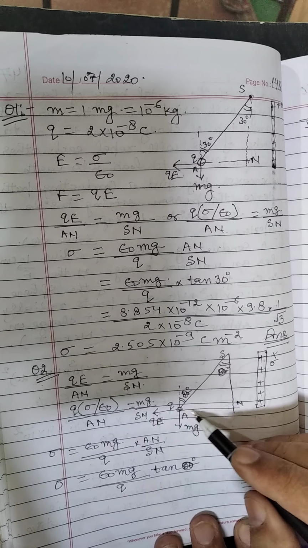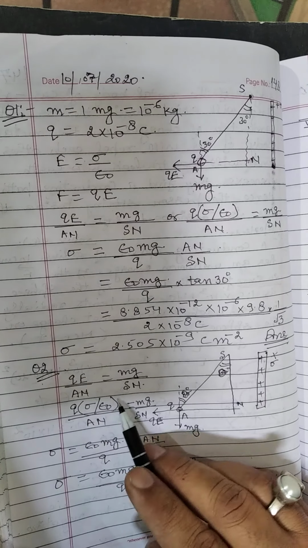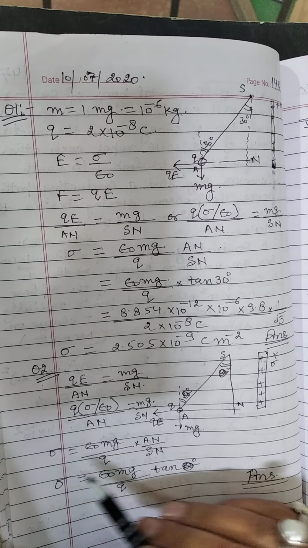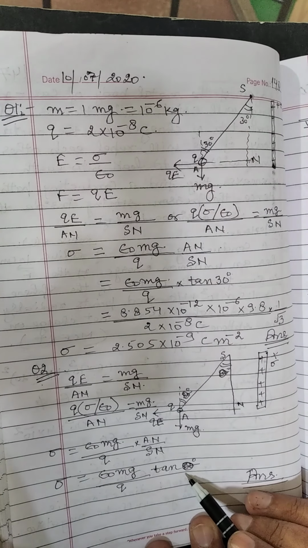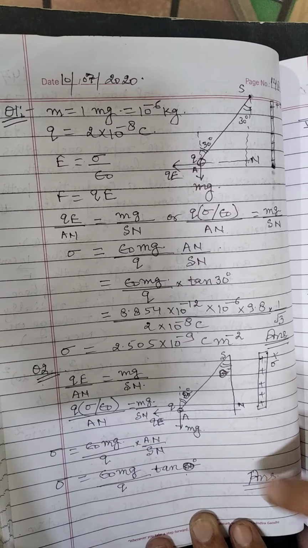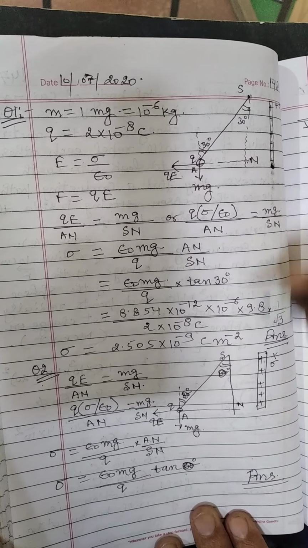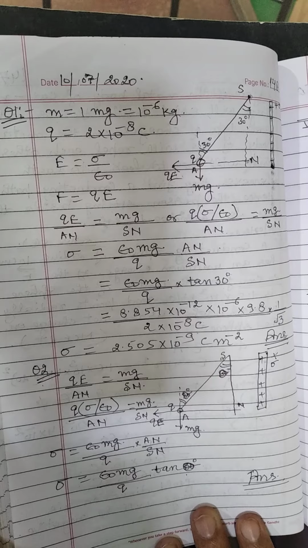Q and QE and mg, the similar formula we are just using. Q sigma upon epsilon 0 upon an is equal to mg upon Sn. Substituting all these values, in place of tan 30, here theta is given, so we can put tan theta. So these two questions are of the similar type, so that you can practice, and if any confusion in the calculation, you may ask on the WhatsApp group.